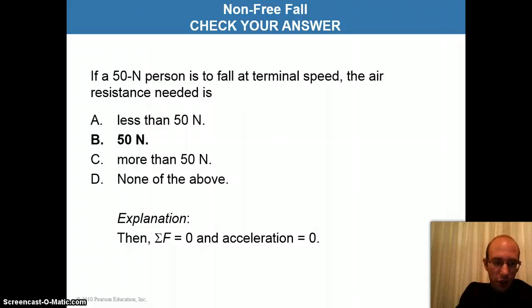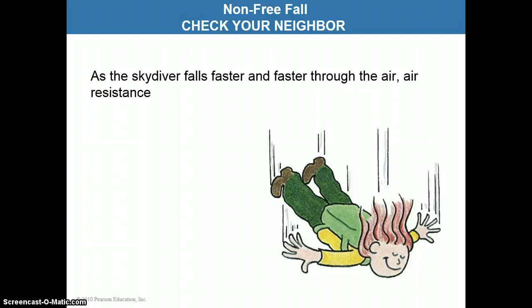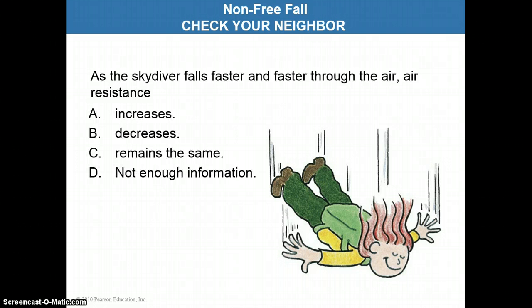Remember, the symbol there that you see next to sum, let me underline it for you. This symbol means the net force, the sum of the forces. So I'm adding the 50 newtons, and I'm subtracting the 50 newtons of air resistance from the person's weight. That gives you 0, and then the net force is 0, so the acceleration is 0 as well. Now try this series of questions. As the skydiver falls faster and faster through the air, does resistance increase, decrease, remain the same, or not enough information?